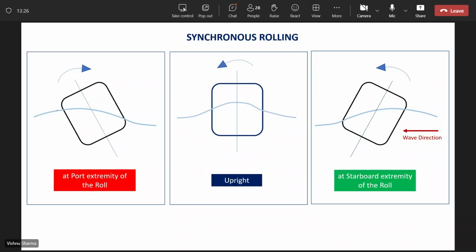And she then repeats the same thing, and that means the natural period of roll of the ship has become equal to the period of encounter, and the wave is from a beam or nearly a beam. Then that is an ideal condition for synchronous rolling to take place.